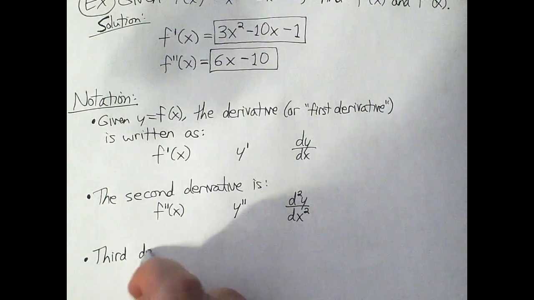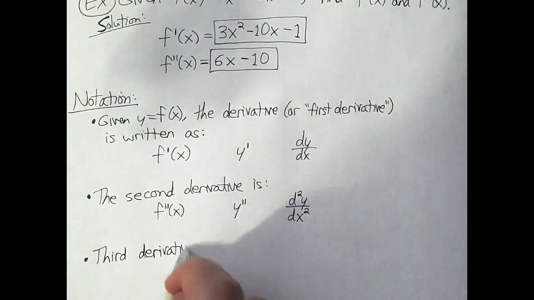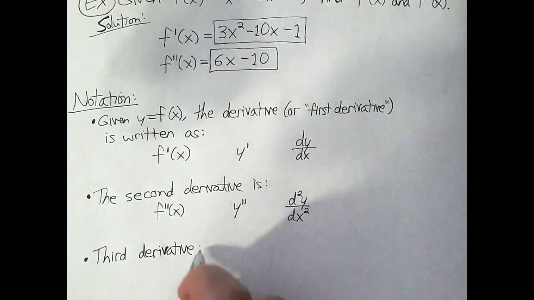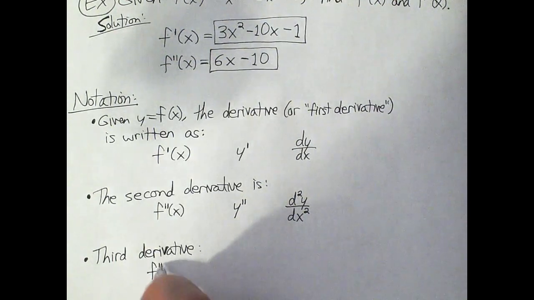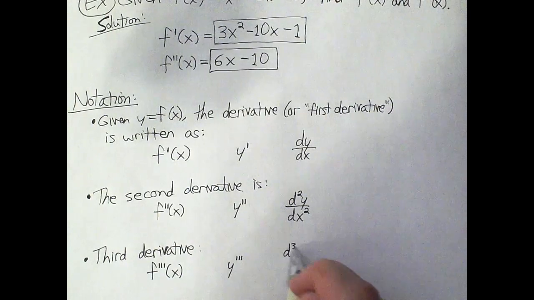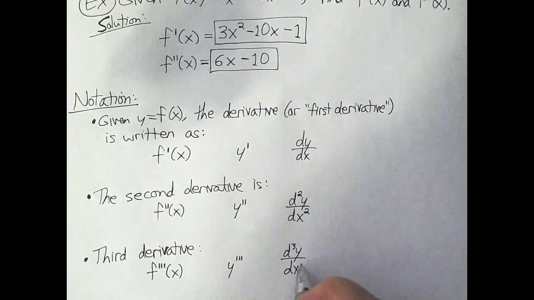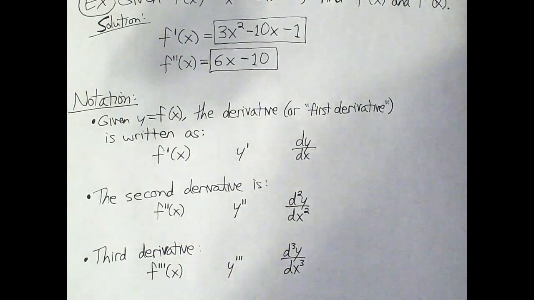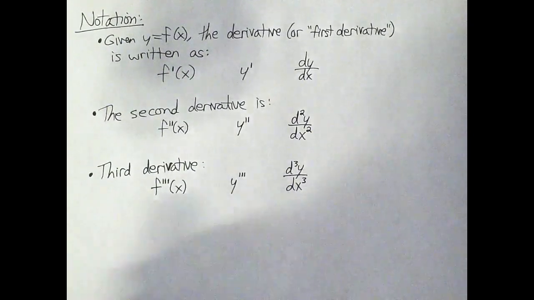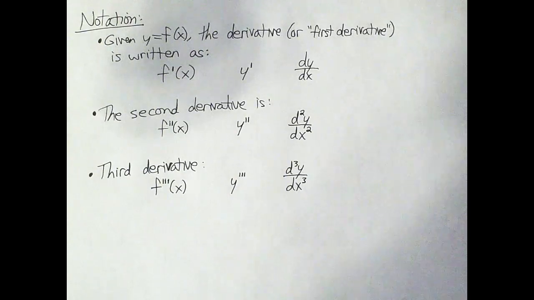The third derivative, I've been talking about how you might take a derivative a third time. The third derivative is f prime prime prime, and you could call that f triple prime, or y prime prime prime, or d cubed y over dx cubed. Believe it or not, these do have real-life applications. Some of that we might see in this course. Some of it shows up in calculus too.